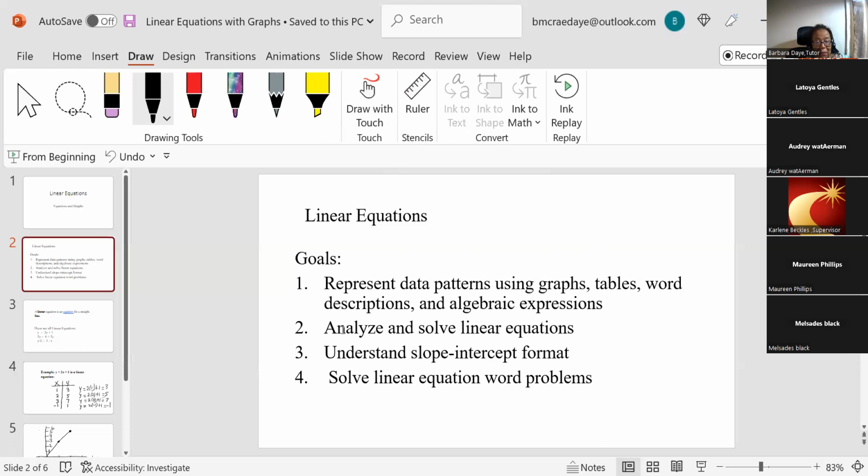We want to be able to solve and analyze them. We will deal with variables, but mostly X and Y. We will look at the slope intercept. So I want you to be able to find the slope of a linear equation. And then we'll have linear equation word problems. Yep. These are our goals. All right.